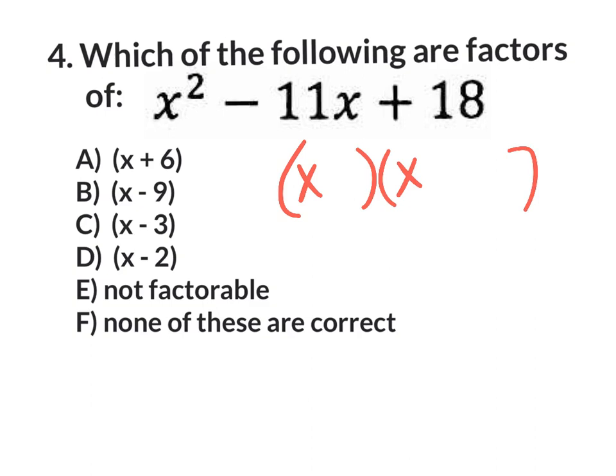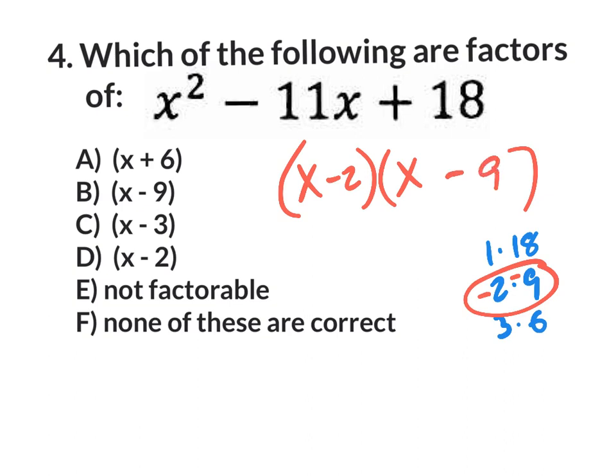Let's work through it. What times what is 18? 1 times 18, 2 times 9, 3 times 6. What pair of numbers combines together to give us a middle value of 11? 2 and 9, but you have to change the signs: -2, -9. So yes, the correct answer is what you guys said, B and D. You have to write both on your answers. If you only write one, you only get half credit.